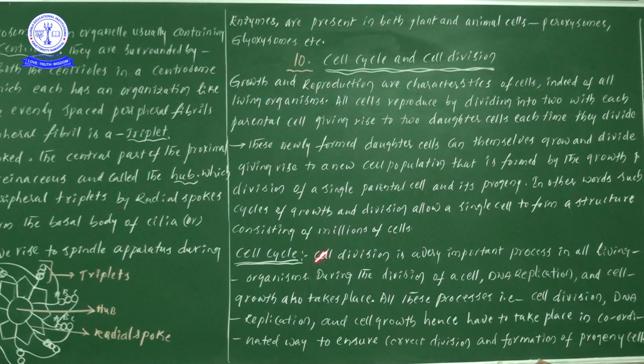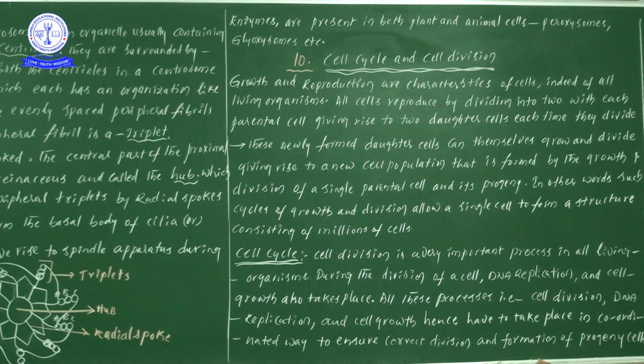So during the cell cycle of a cell, DNA replication and cell growth also take place. The processes here are the cell cycle, DNA replication and cell growth. After completion of these processes only, one particular parental cell will be divided into two offsprings.